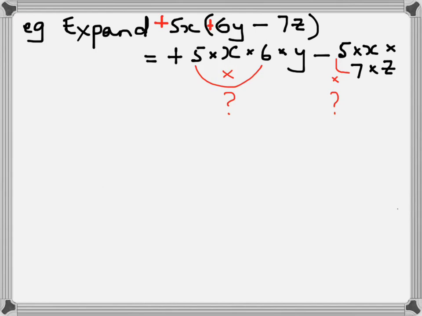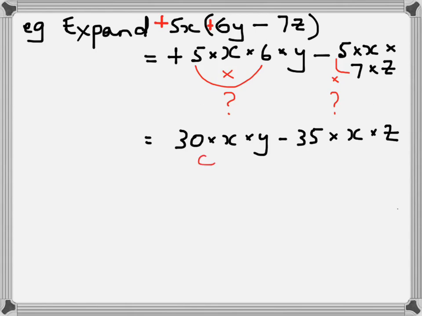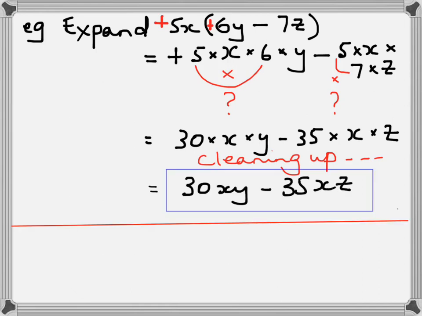Very good. Now, what I'm getting at with these little red lines is that we can multiply these numbers together. 5 and 6. 5 times 6 is, think about that one, and 5 times 7 is, think about that one, and we can simplify that. So we get 30 times x times y minus 35 times x times z, and now we can get rid of our multiply signs because we don't need them anymore. Cleaning it up, what do we get? Marvellous. There it is.